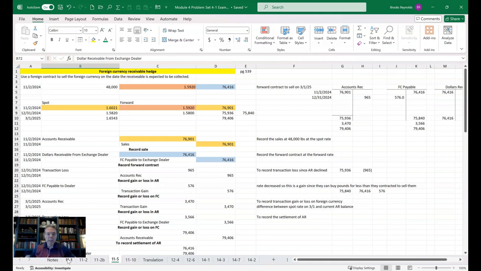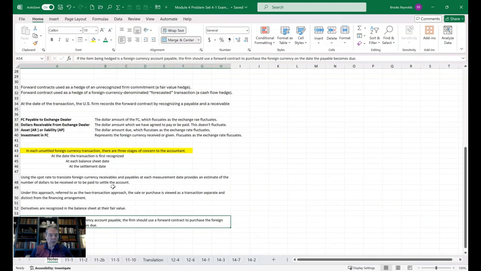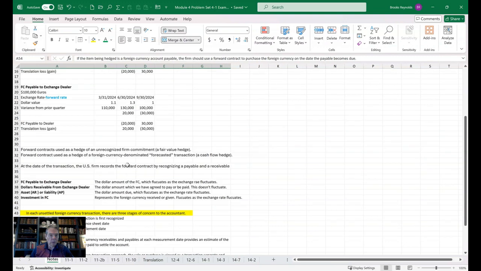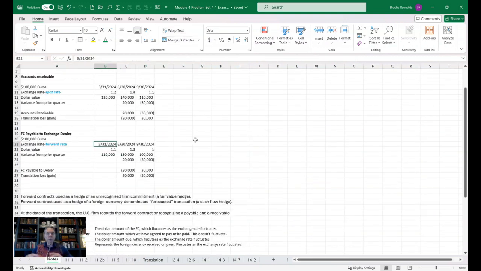In this example, we are talking about hedging. So if you look on the notes page, you can see that there are going to be dates where you make adjustments to the balance sheet. And when you hedge, basically you're saying that I am going to sell or buy a certain currency on a certain date for a certain amount of dollars. So if you're selling, then what you're going to create is a receivable, but that receivable is going to be in dollars. So that receivable, the balance isn't going to change.